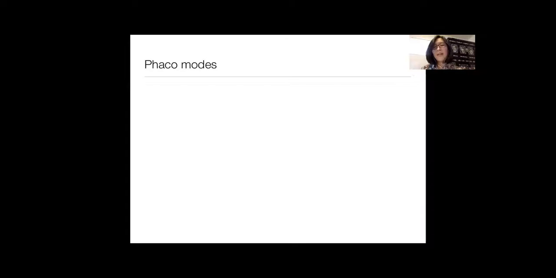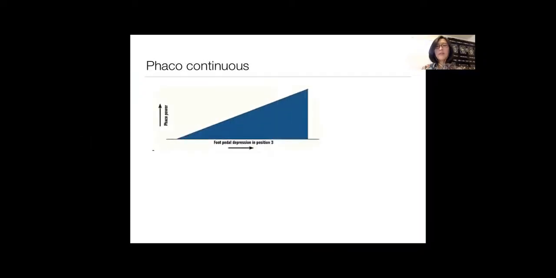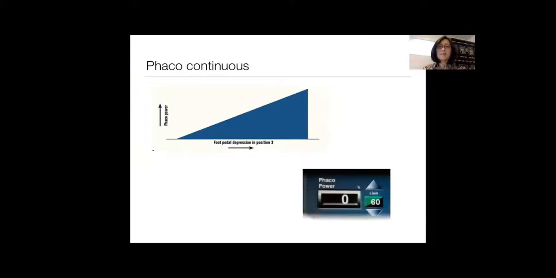So that's direction, and that it will depend upon the machine that you're using. The second aspect is timing, and that will depend upon the mode that you choose to program into your phaco machine. There are two main categories, pulse and burst. If you think about continuous phaco, when you're pressing down your foot pedal, the more you press, the more energy you will achieve. So that's linear phaco, and that will be continuous 100% of the time.